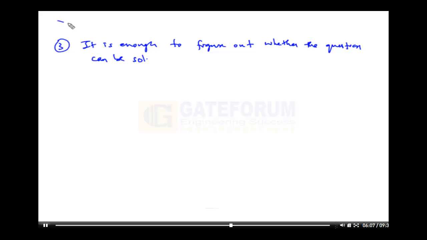And the third direction is, it is enough to figure out whether the question can be solved or not. It's not necessary that we find the exact answer of the given question. The question is which statement is sufficient to answer the question. That's what we need to find. That's it. We'll take an example. The example is, what is the simple interest?